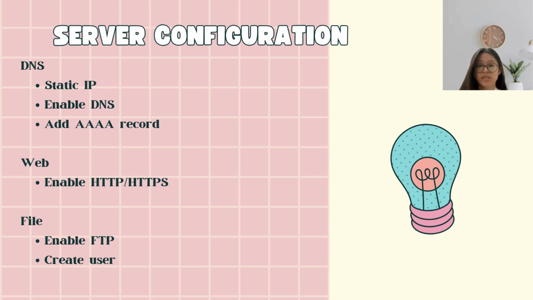Besides network devices, we also configured 3 servers to provide the network services. First is the DNS server. We assign a static IPv6 address and enable the DNS service to translate domain names into IPv6 addresses. Next is the web server. We enable HTTP and HTTPS services to host the university website so the user can access it through a browser. Lastly is the file server. We enable the FTP service and created user accounts to allow file uploading and downloading. These servers provide essential services for the whole network.